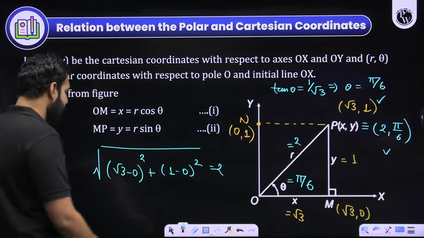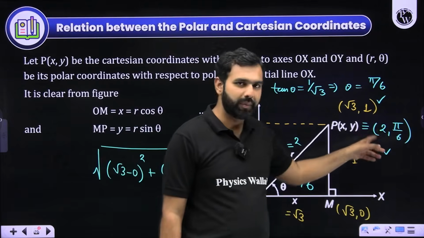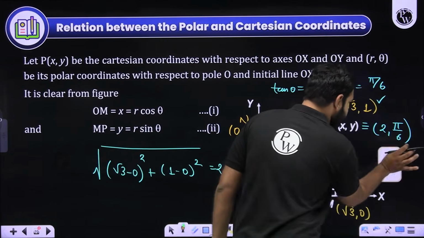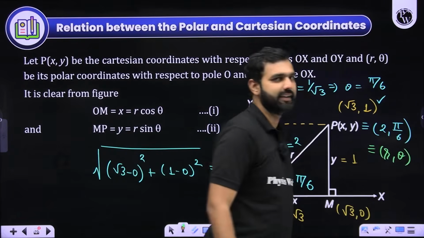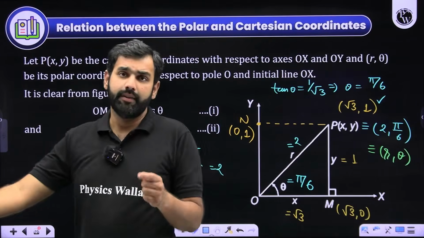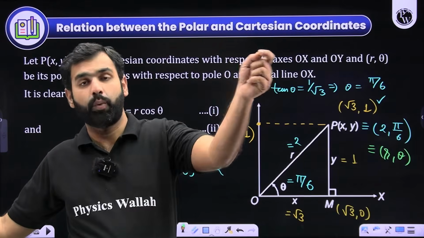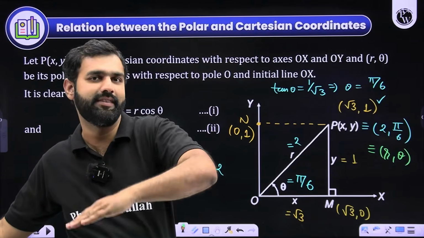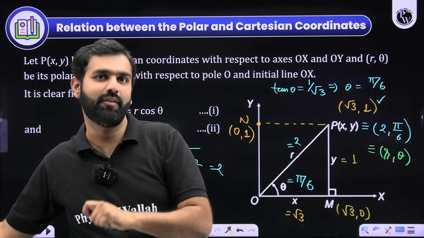My point is very simple, very straightforward. Do remember that here, this 2 is clearly r, and this pi by 6 is theta. What is the meaning of r? The magnitude, the modulus of this vector, which means the distance of this point from the origin. Theta is the inclination of this vector OP with respect to the positive x-axis, measured in the anti-clockwise direction.